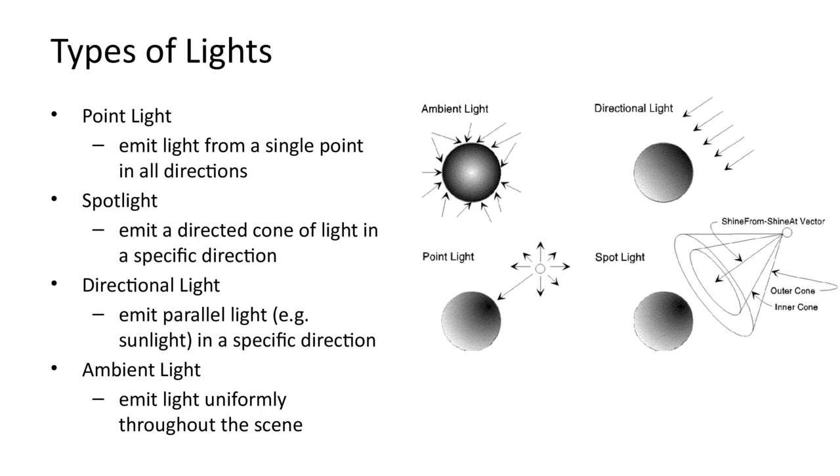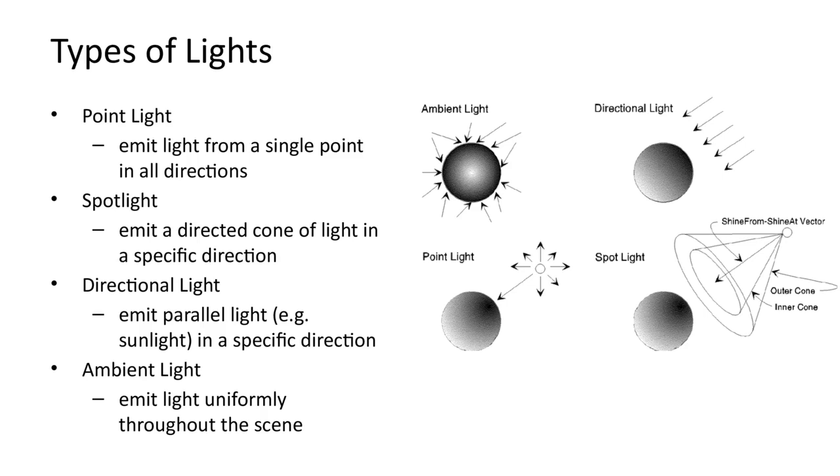The point light emits light in all directions equally. The spotlight emits a directed cone of light. With both these lights, the light intensity will drop off with distance from the light source. With the spotlight, the intensity also drops off with distance from the center line of the light cone.